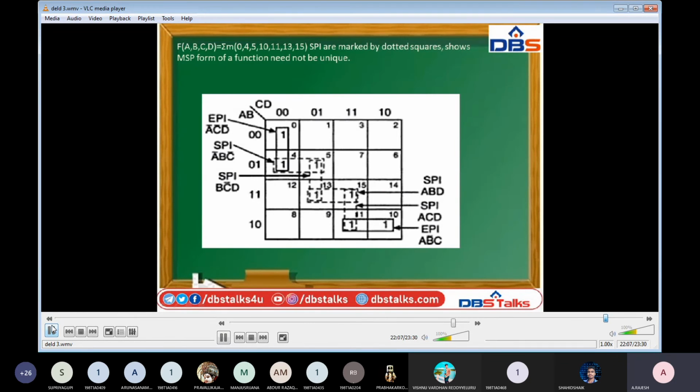Okay, see here, we are pairing these two which are adjacent to each other. That means here A is not varying, and B is varying. That means A equals 0 and B is varying from 0 to 1. That's why B will be neglected. That is A complement, and C complement, D complement is common. So A complement, C complement, D complement. So coming to the next selective prime implicant, A complement B and C complement. D is varying from 0 to 1. That's why A complement B, C complement.